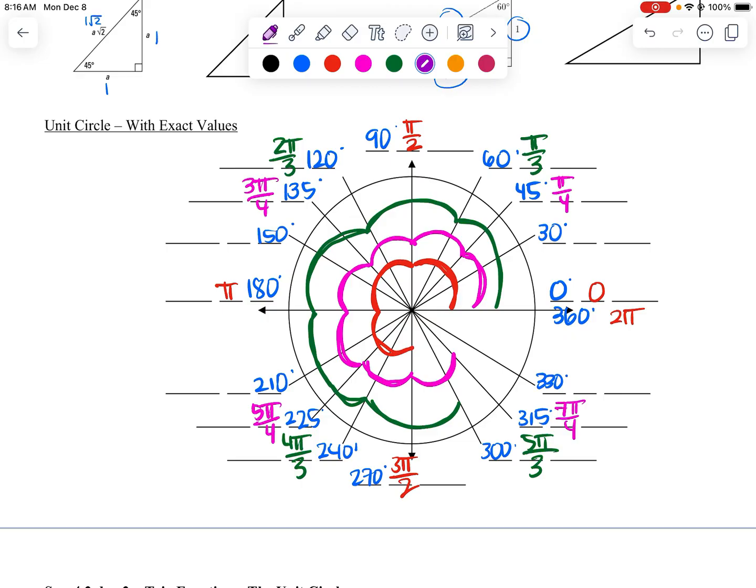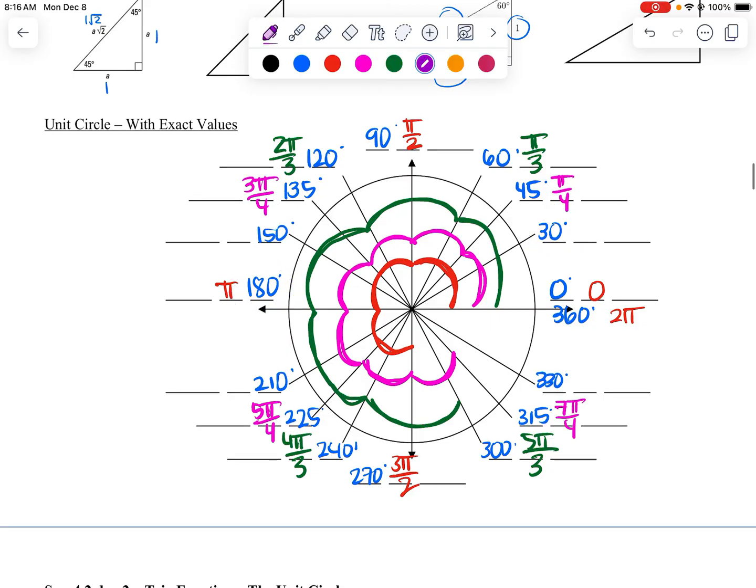And then the last one you have here is 30 degrees. So how many 30s go into 180? 30 times 6 gives you 180. So if you cut this into 6 pieces, 1, 2, 3, 4, 5, 6. So that's pi over 6.